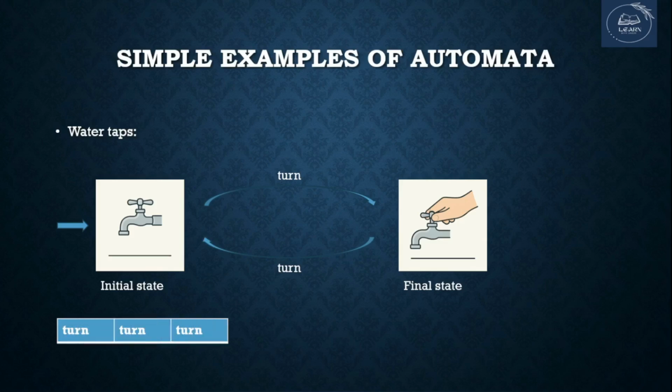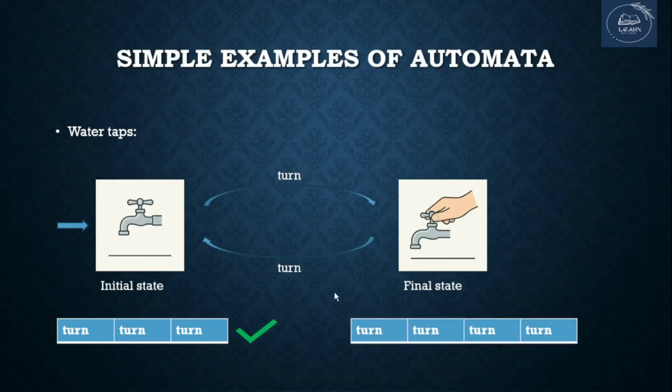Given this, we can see that if you have 3 turns, it takes us to the final state, which is correct for us. And if we have something like 4 turns, or an even number of turns, it takes us to the initial state, which is not where we are supposed to get to, which is all wrong.